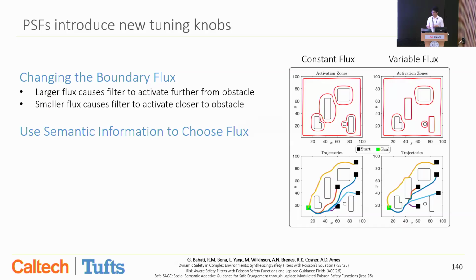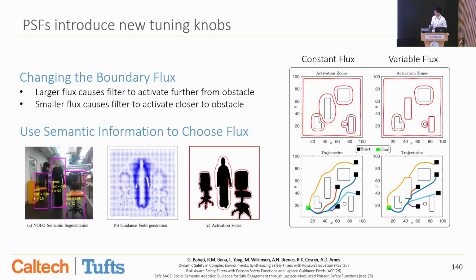And we can use this semantic information directly from things like YOLO. YOLO is a semantic, we can use it for semantic segmentation. And we have this picture of chairs and a person. We generate this guidance field and say, the people need to have larger boundary flux. So we want our safety filter to activate further away from the human than the chairs. And you can see that in these activation zones on the right-hand side. So the safety filter is going to activate earlier with respect to the people than with respect to the chairs. This is a way of embedding this semantic information.